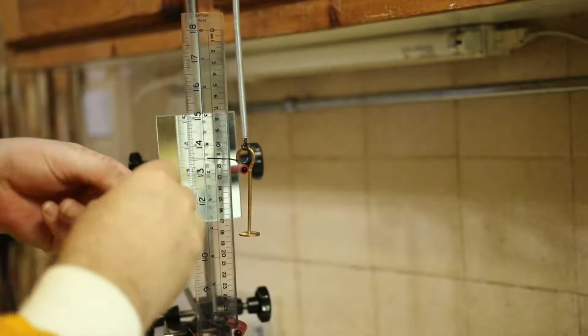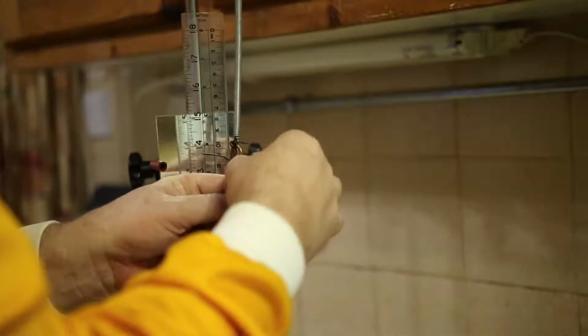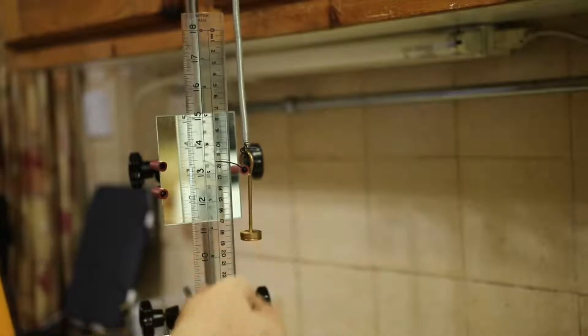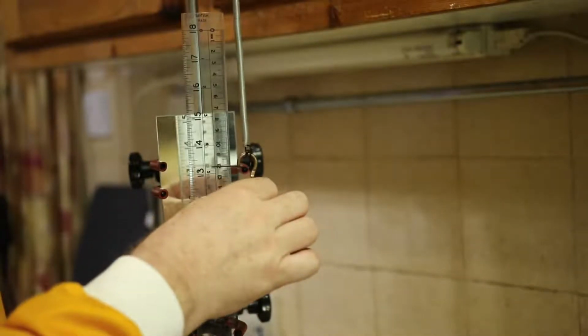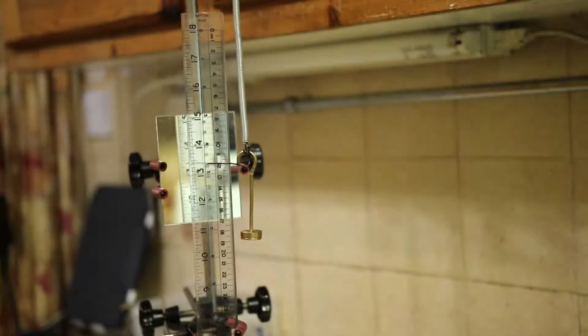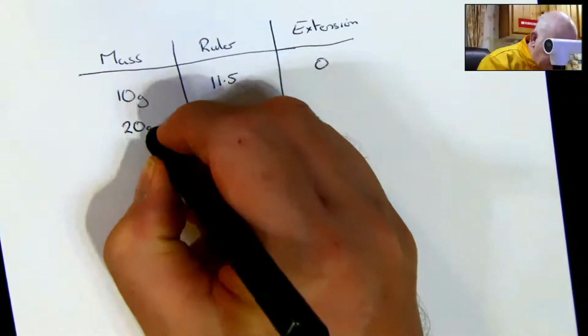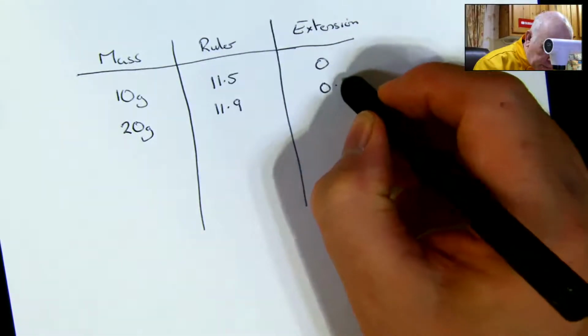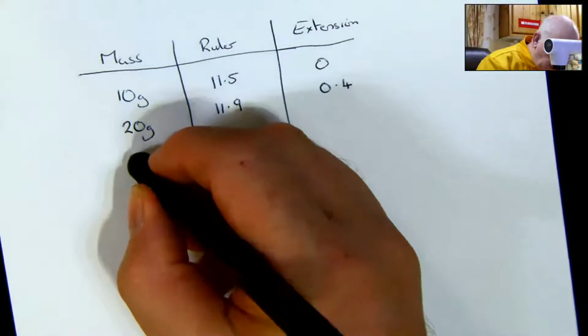So I'm now going to put 10 grams on here. And hopefully we can get the thing lined up. And if I read that one here, I think that is about 11.8, 11.9. Let's say 11.9. So this represents 20 grams. The ruler is set at 11.9, and that's an extension of 0.4 centimeters. We'll do a few more readings.